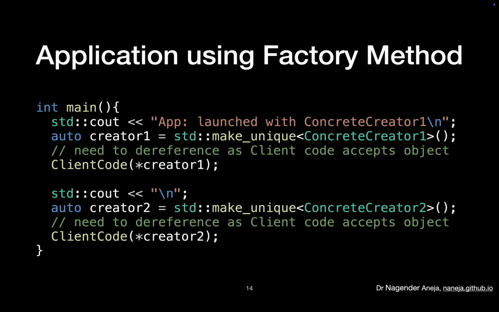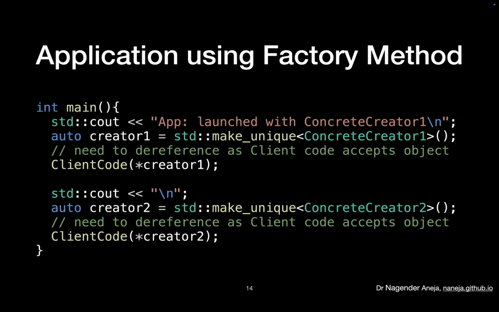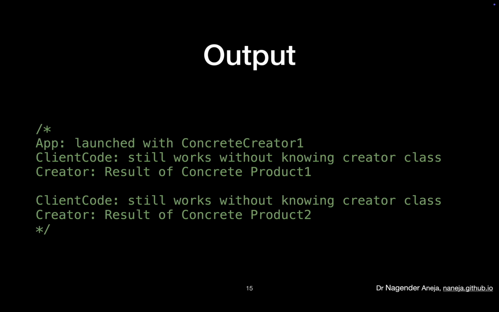Next we need to write the main function. In the main function we create an object of the concrete creator. This is creator 1, and we pass this creator 1 to the client code. Next we create concrete creator 2 and pass this object also to the client code. This client code can handle both creators, whether it's creator 1 or creator 2, because it works with the base class, right? During runtime you can pass objects of the child class and it will work perfectly because of runtime polymorphism, and this will be the output.